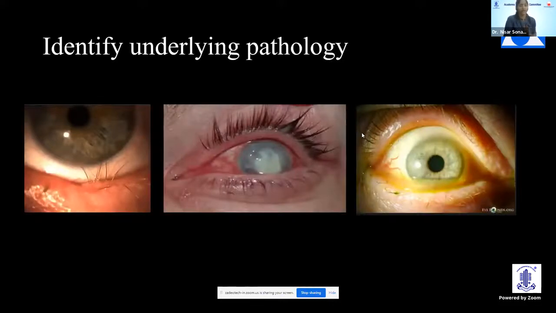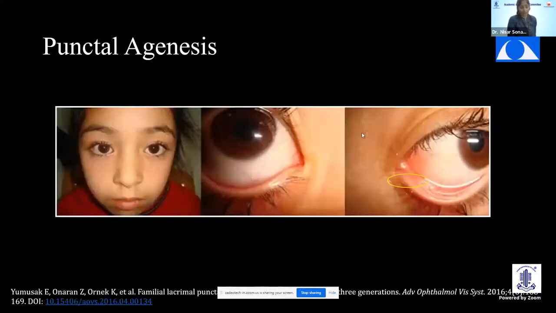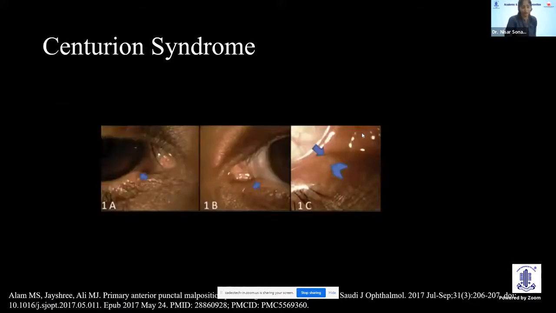And we must identify the underlying pathology and rule it out. In slit lamp examination, it will be very important to assess the puncta size, shape, and position. Many a time it is very important to assess the puncta, especially in CNLDO patients, because when you take up the patient and you see the patient actually had punctal agenesis, how are we going to explain to the parents that we cannot do a probing? So this is one thing that is very important that we must look for.